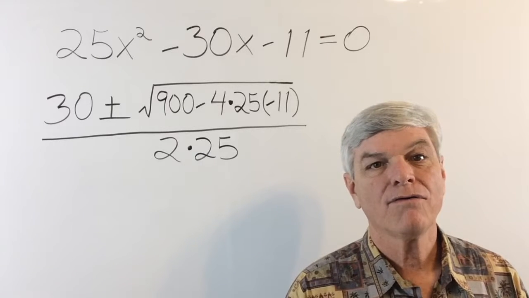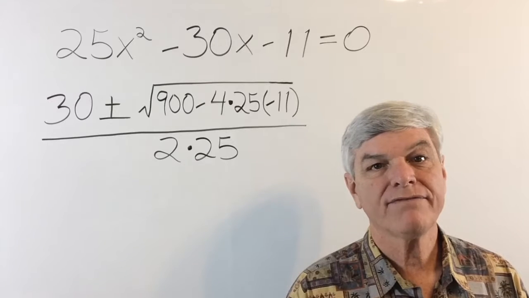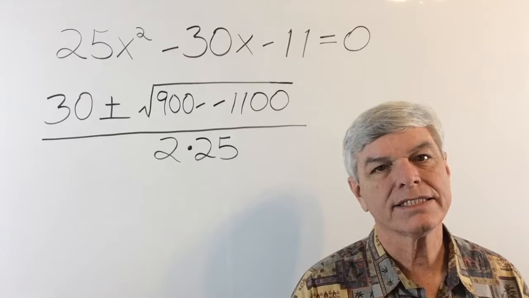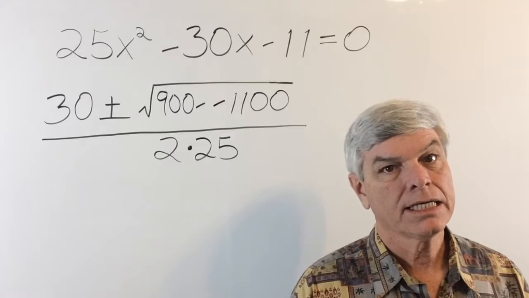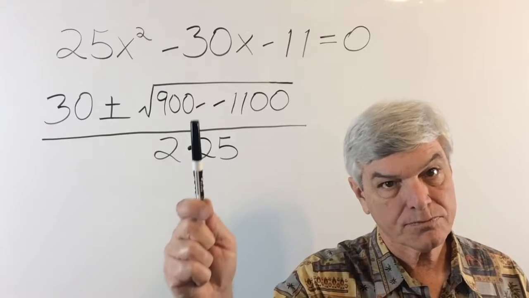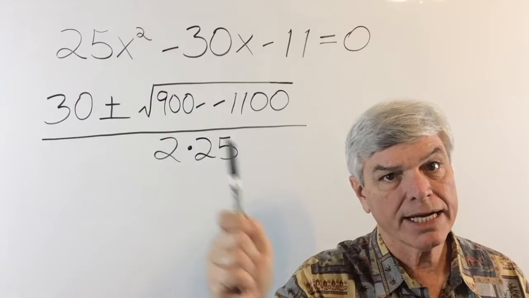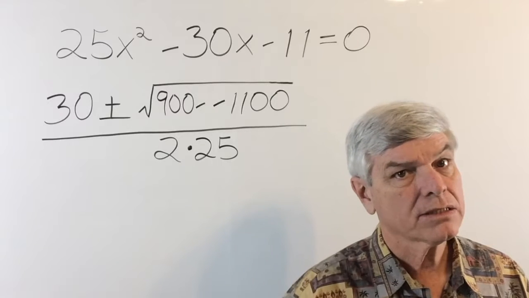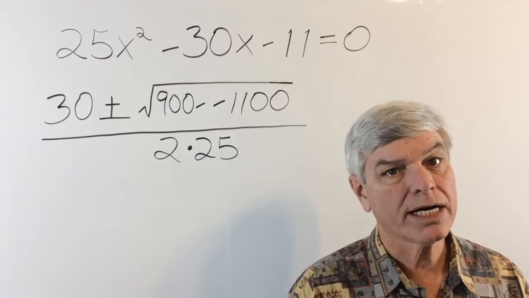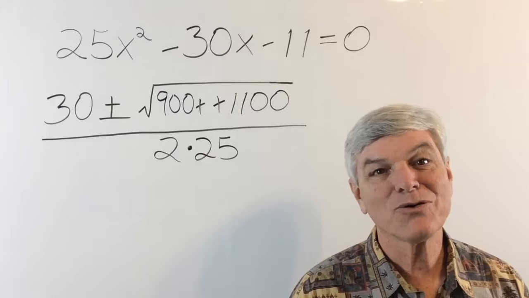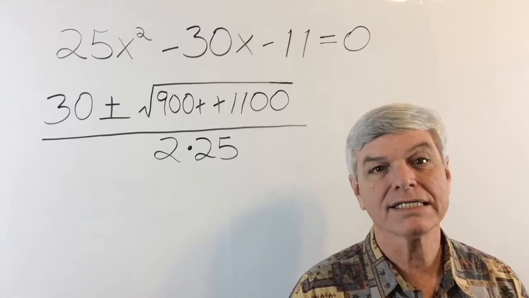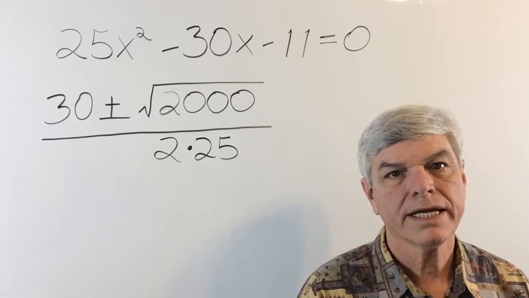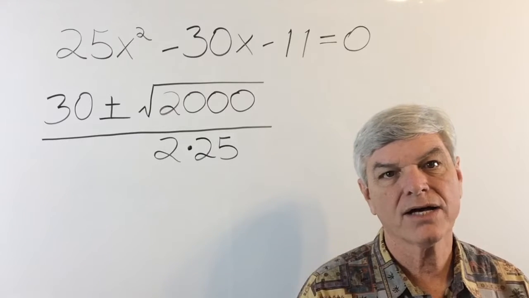And let's see. We have 4 times 25 times -11, and that's -1100. Now watch your signs. We had a negative sign right here, and we had another negative sign right here. Remember -11? So a negative times a negative is going to be what? It is going to be positive. And 900 and 1100 is 2,000, the square root of 2,000.